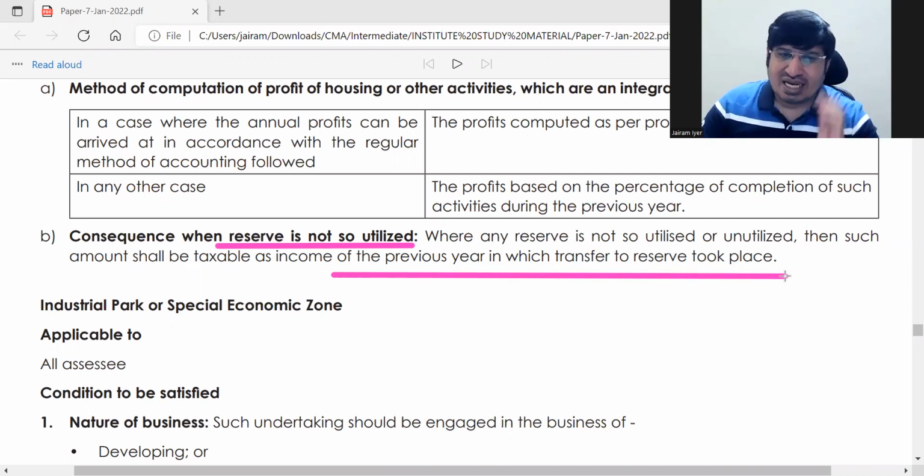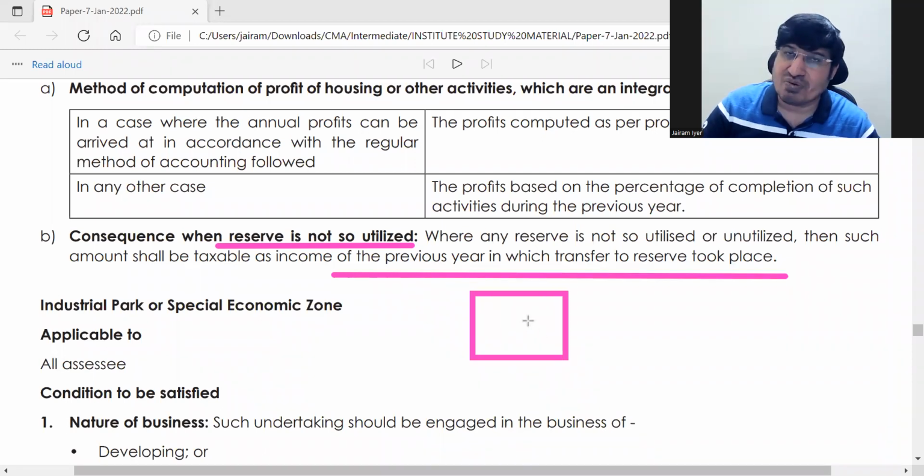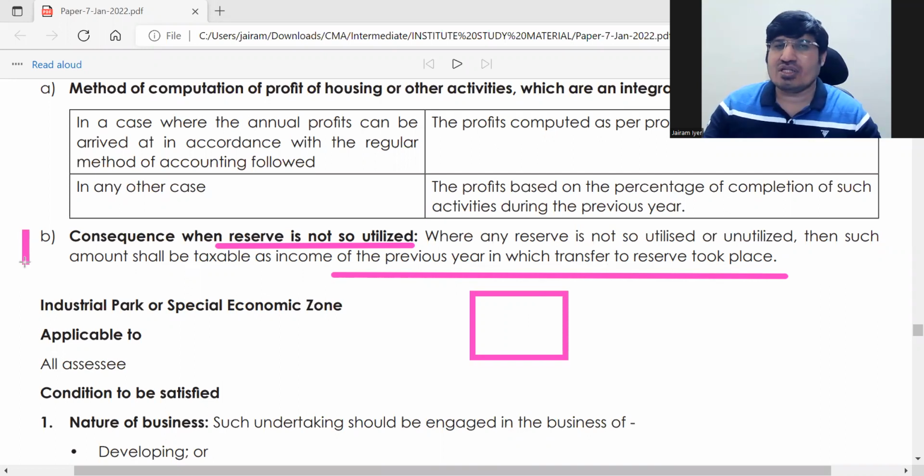So basically, you have put the amount here, they are talking about this. You have put the amount in the reserve, until the end of the year you did not use. Okay, if you did not use, then it will be treated as taxable income of the previous year in which the transfer to reserve took place. Okay, so they have not highlighted more than that here because that much of detailing is not there for you. Okay, so basically, but it will be like first year whatever you have transferred.